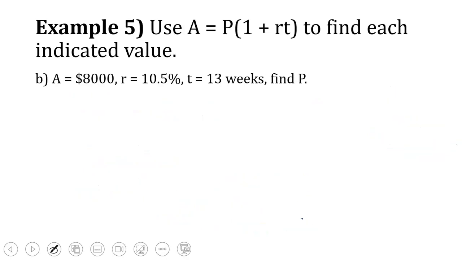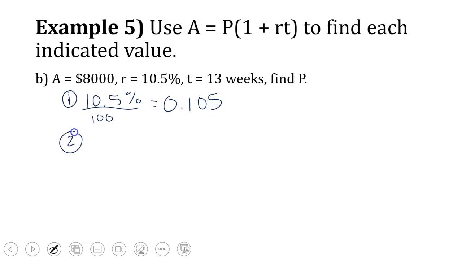All right, so let's try another one, B. So they give us the A. This is our total amount, principal and interest. What we're going to pay is $8,000. We have the rate and we have the time. All right, right from the get-go, we need to figure out our new rate because it's a percent. Can't do anything with a percent. Divide it by 100, change it, get your new decimal. So 0.105.